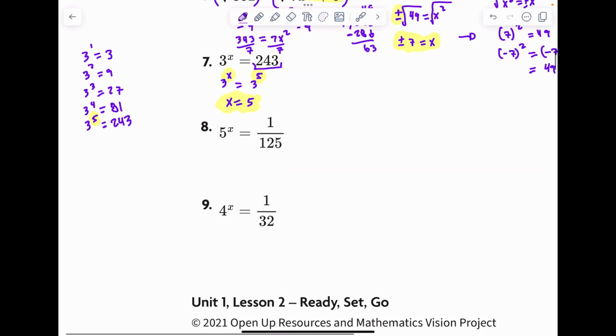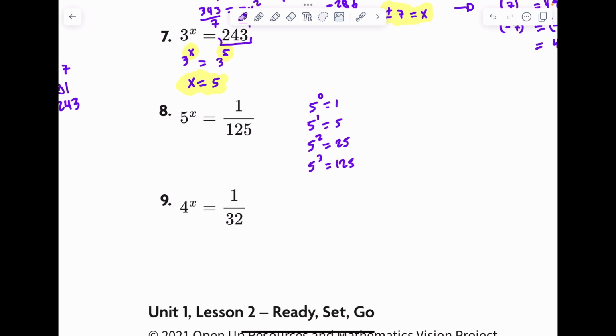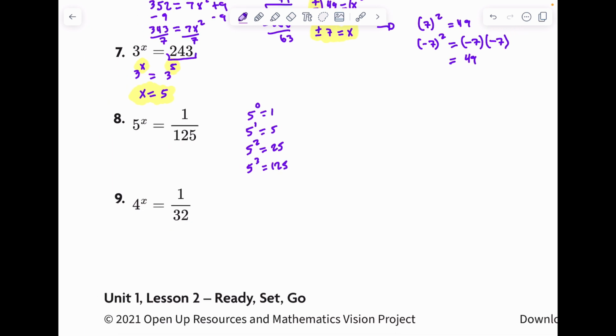Now, number 8, okay, very, very similar. So let's think about our powers of 5. So if I have 5 to the 0 is 1, 5 to the power of 1 is 5, 5 squared is 25, and 5 cubed is 125, ding, ding, ding. Okay, I can keep on going. I don't need to, right? So let's rewrite this as 5 to the x is equal to 1 over 5 cubed. Okay.